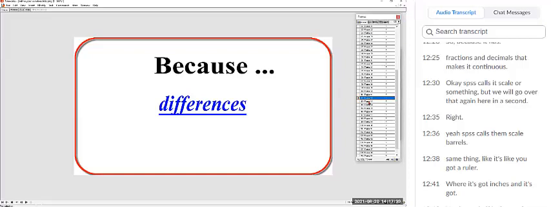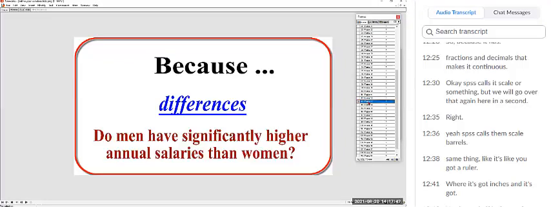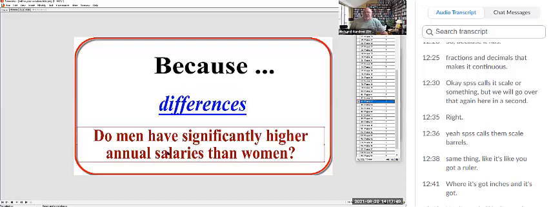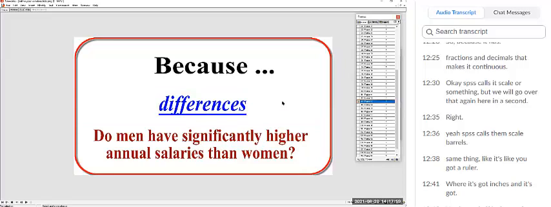Differences. Again, differences need grouping variables. They need the categorical variables, the nominal variables. Here's an example. Do men have significantly higher annual salaries than women? So your grouping variable is gender. Even though it's one variable, it has two levels.